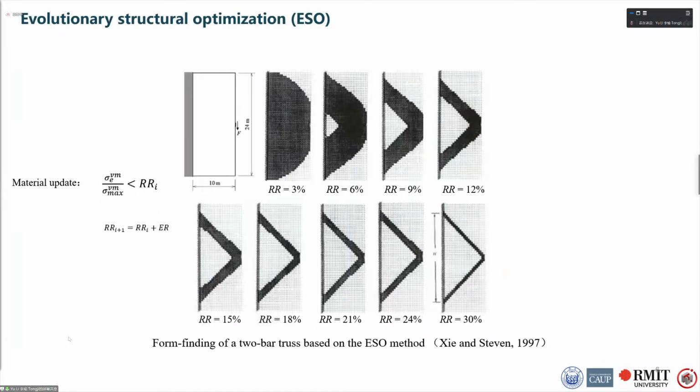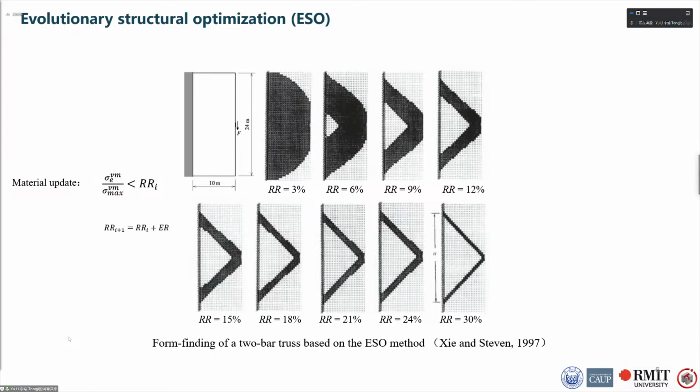Then I will illustrate some concepts of topology optimization based on ESO and BSO methods. The evolutionary structural optimization method, also known as the ESO method, was initially proposed by Xie and Steven in 1992. The principle of the ESO method is very simple, which means gradually removing inefficient materials from a structure.